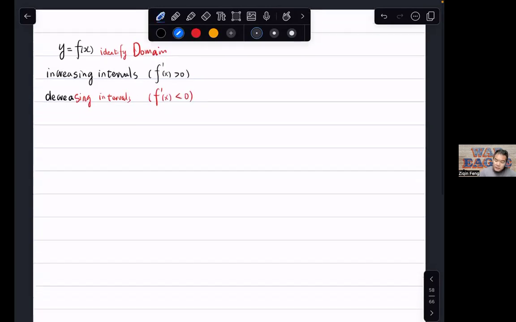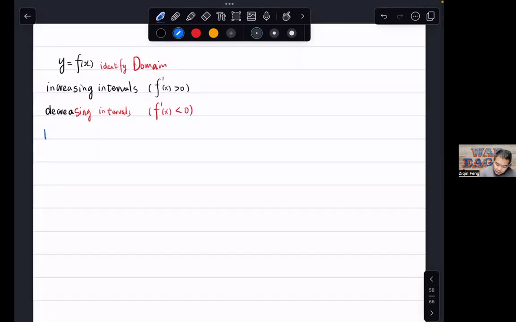And also we want to decide the possible local maximum values or possible local minimum values. Now, before we do that, you should know the critical number. Because if you have a local maximum or local minimum value, then the derivative has to be 0. So see here, critical number.